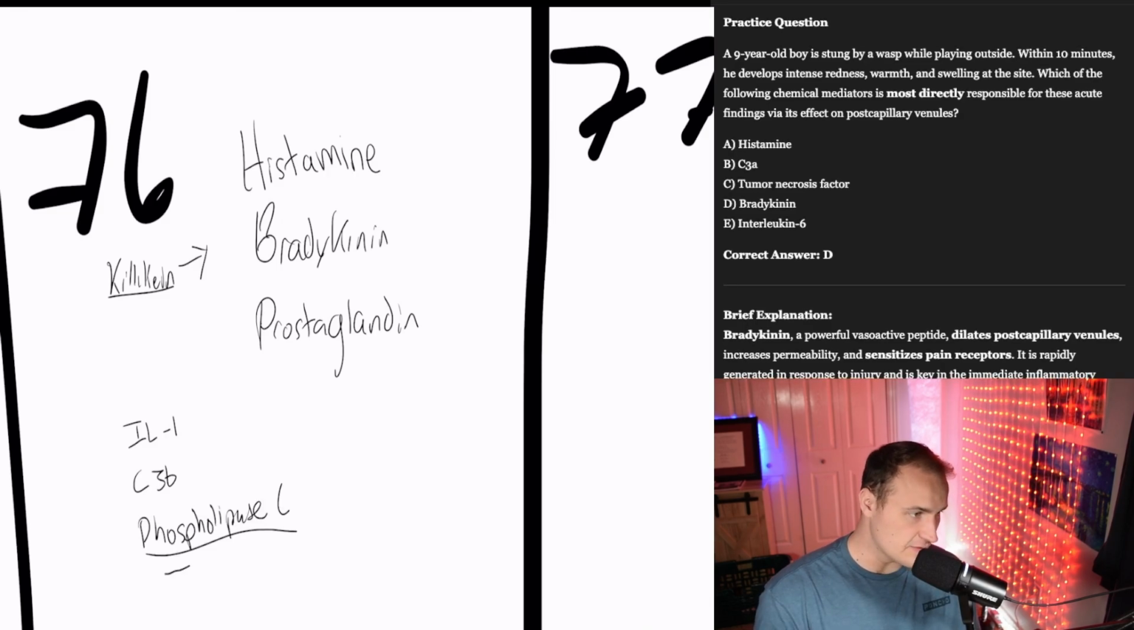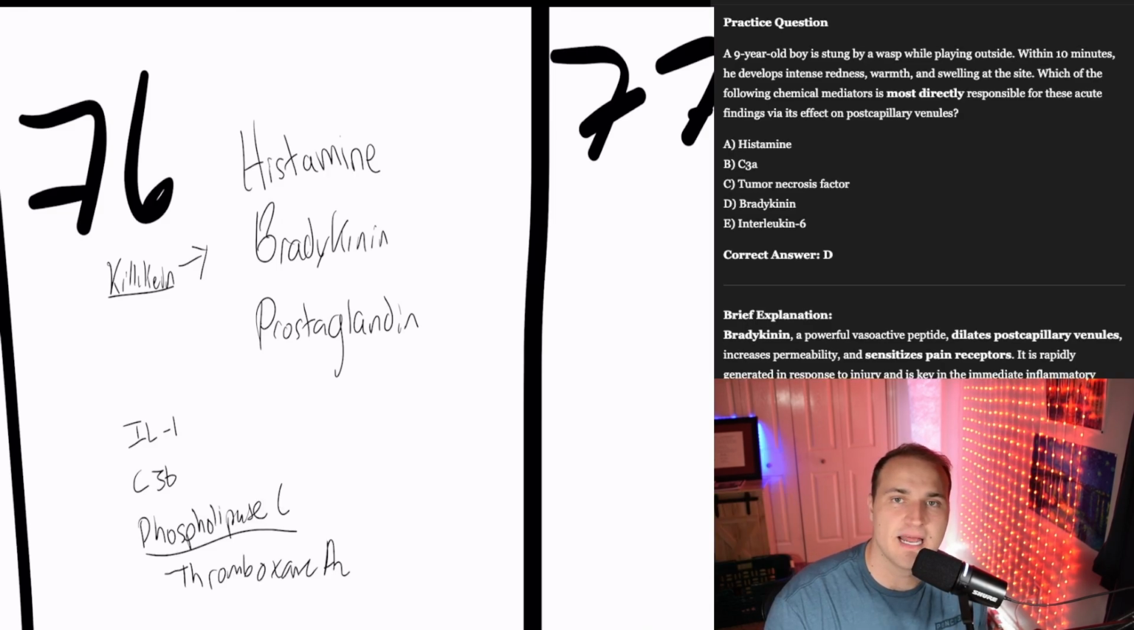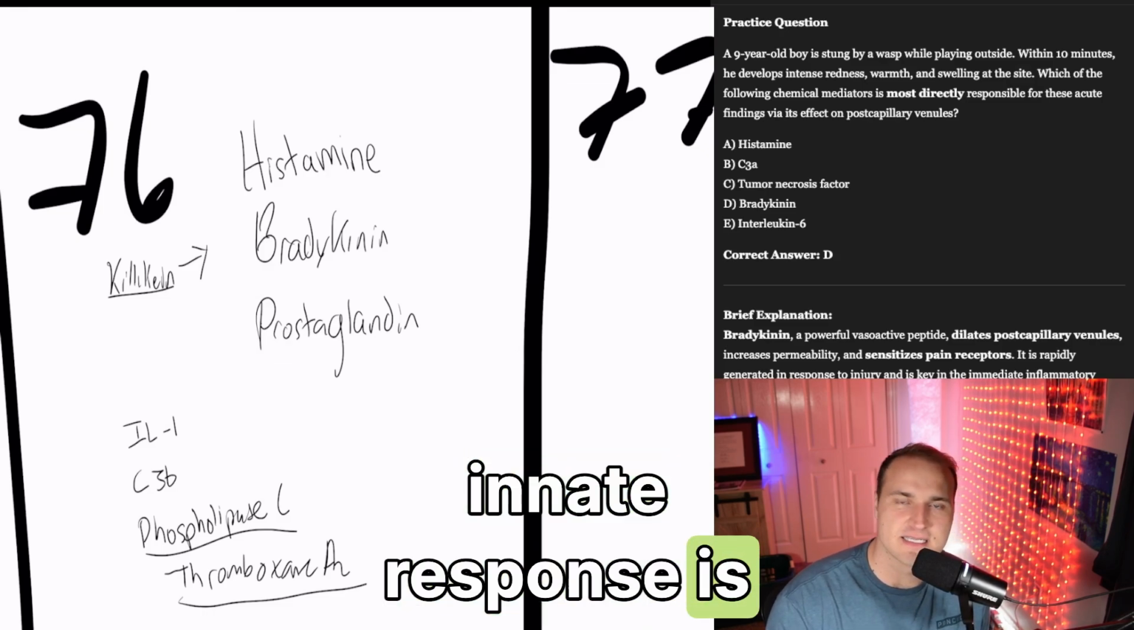Other answers they could give you is like thromboxane. So thromboxane A2 will promote vasoconstriction and platelet aggregation. So that'll do platelet aggregation, not dilation specifically. And tumor necrosis factor is upregulating adhesion molecules to activate your leukocytes. It doesn't directly dilate. So within minutes after you get injured, the innate response is going to kick off.